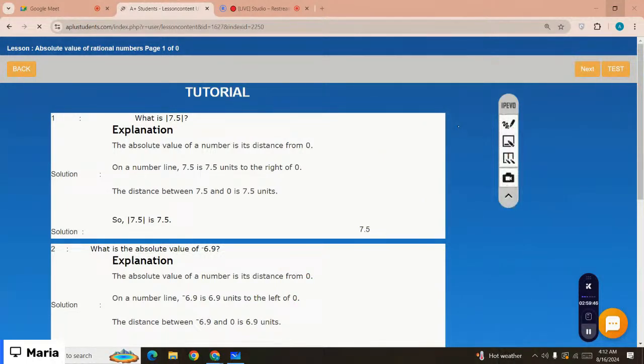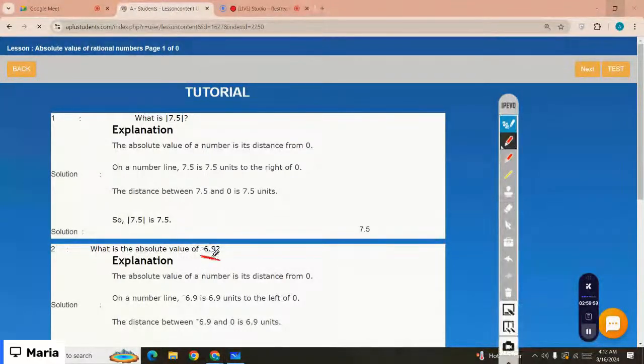For example, what is the absolute value of 7.5? 7.5 is already a positive number. Just look at the other example. What is the absolute value of negative 6.9? The absolute value of a number is its distance from 0, right? So absolute values are always positive values, right?